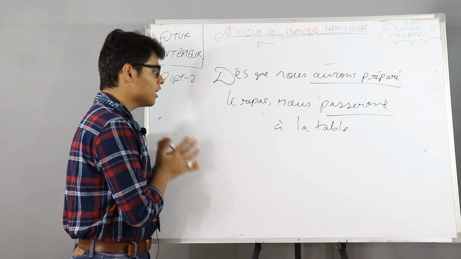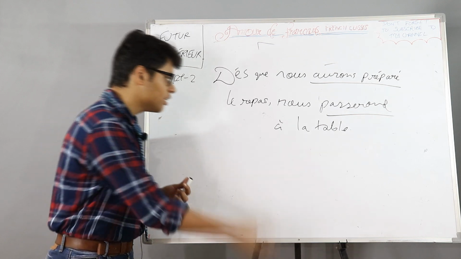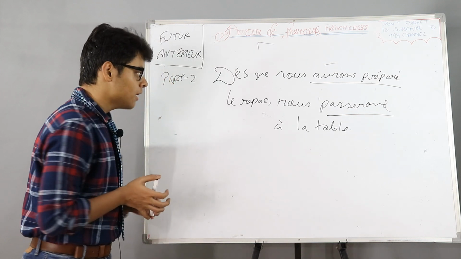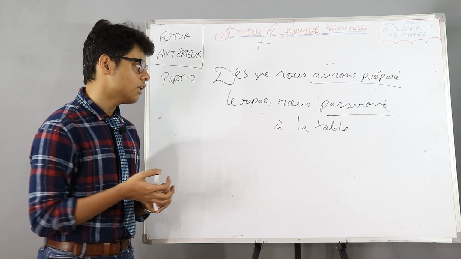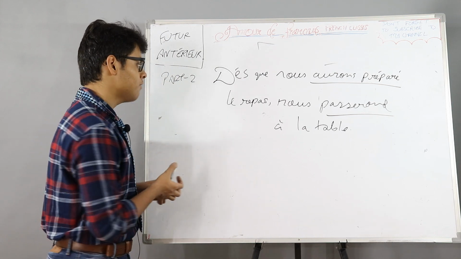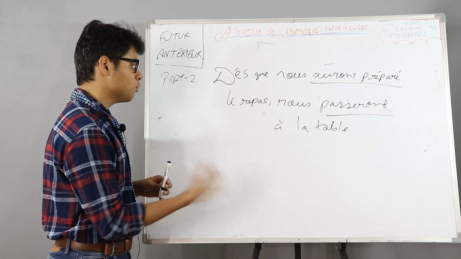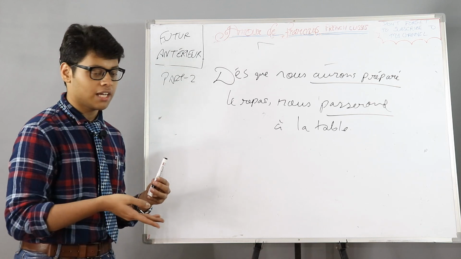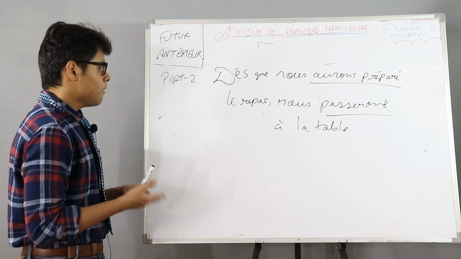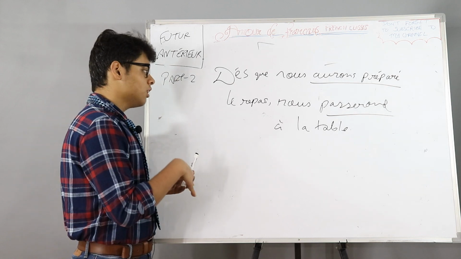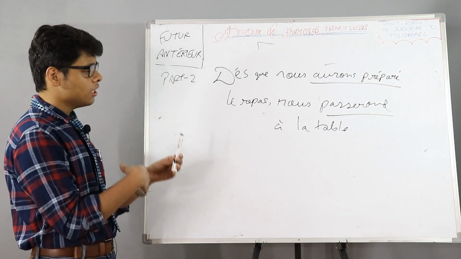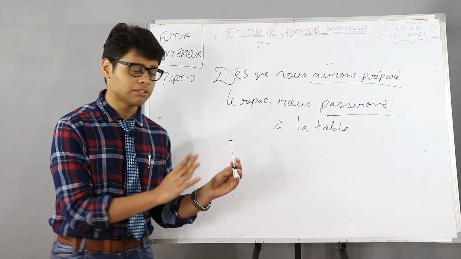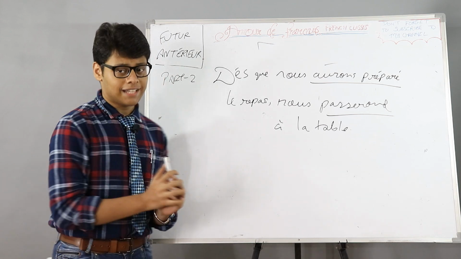So "nous passerons à la table" is sure to take place after preparing the dish. Like you won't sit at the dining table when the food is cooking. The food cooking is done and then you will go, right? So "nous aurons préparé" takes place earlier, and since this is taking place earlier, we have used futur antérieur in the first one, and futur simple in the second one.